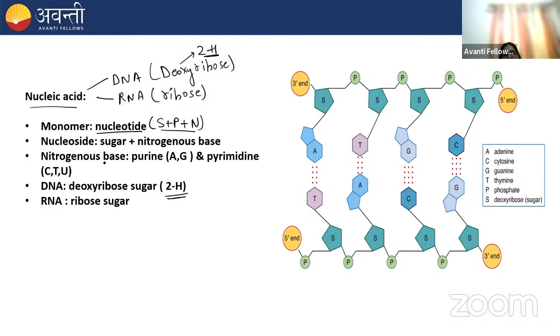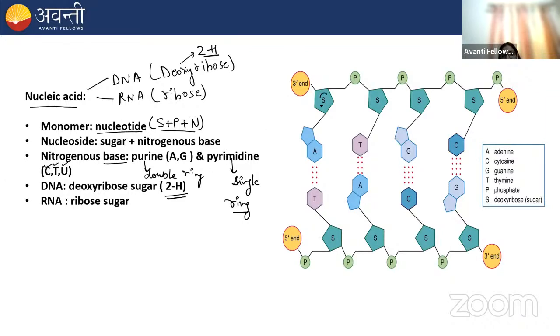Okay, nitrogenous bases are of two types: purine and pyrimidine. Purine has a double ring. Pyrimidine has a single ring. Adenine and guanine are examples of purine, and pyrimidines are cytosine, thymine, and uracil.